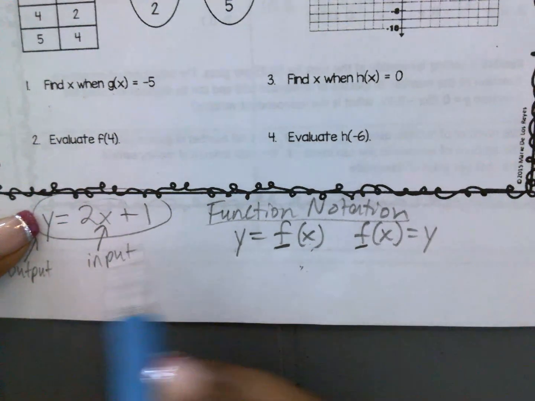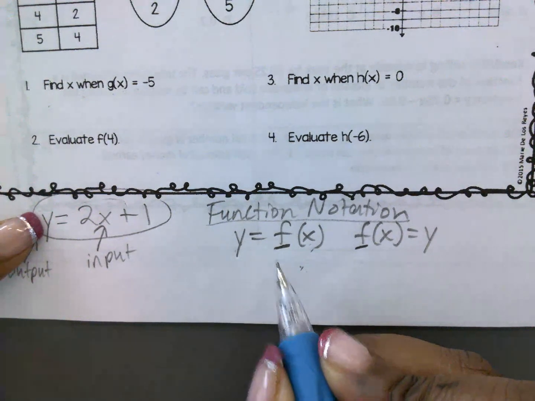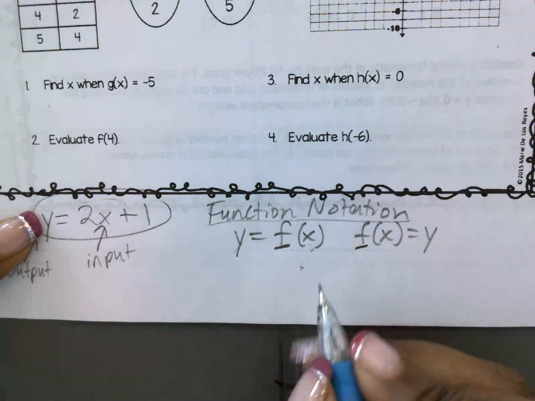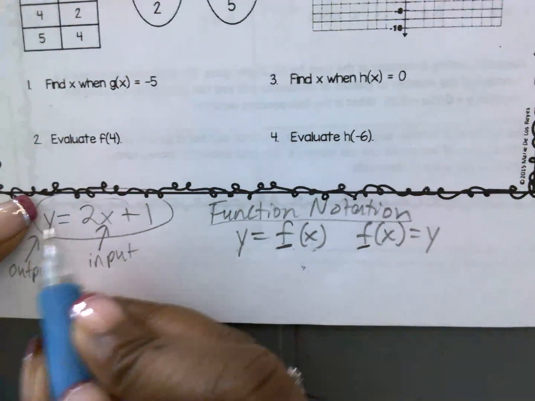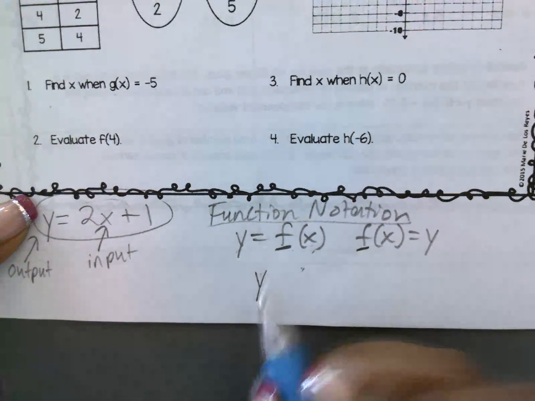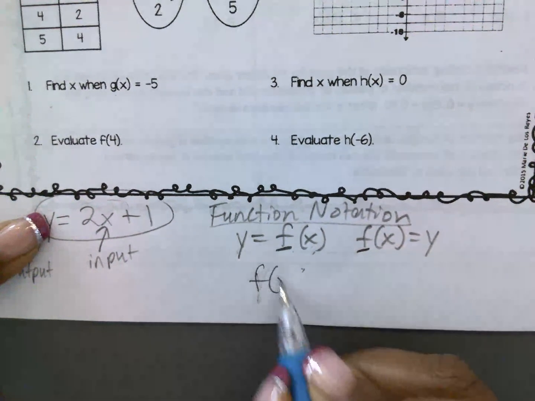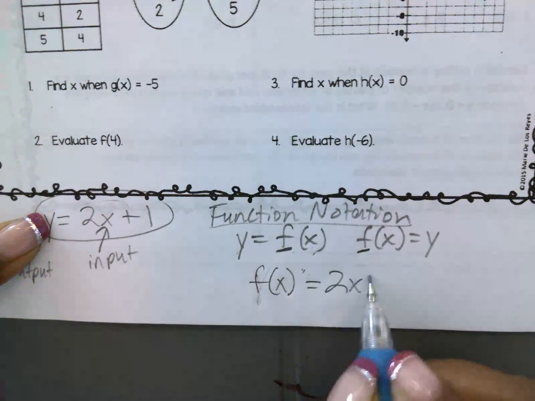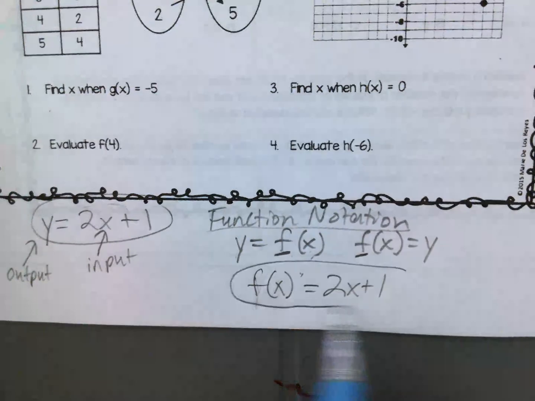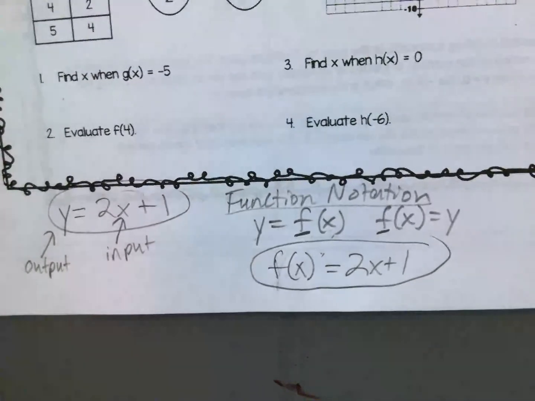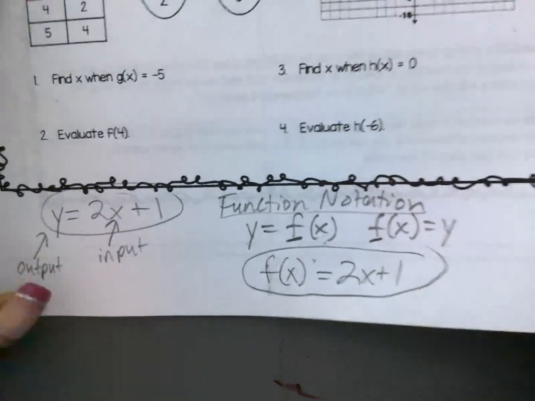So to write this equation in function notation, you replace y with f of x or g of x or h of x. I'm going to use f of x for now. So I write this as f of x is equal to 2x plus 1. This equation is written in function notation. We're going to write notes about that today.